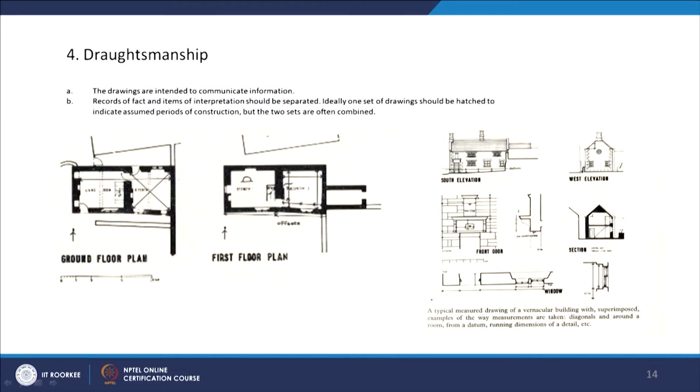Why are we doing the drafting? Because it has to communicate the information. It has to communicate the levels, the technicality, the volumes, everything. Similarly, records of fact and items of interpretation should be separated. For instance, ideally one set of drawings should be hatched to indicate assumed periods of construction, but the two sets are often combined. Some examples from Brunskill's work: you see the ground floor plan, how it gets diagonally checked, and the various south elevations, and what datum line is taken into consideration. So the sections, and every section should have heights.